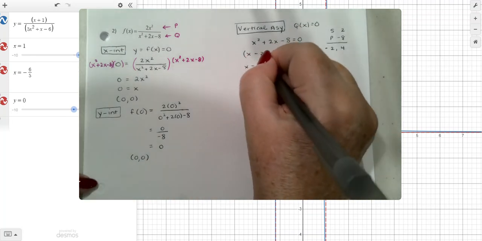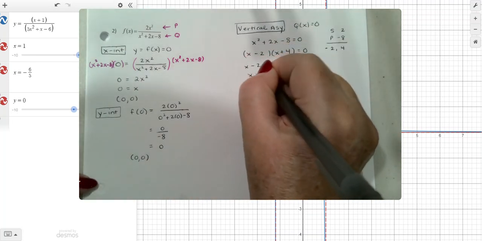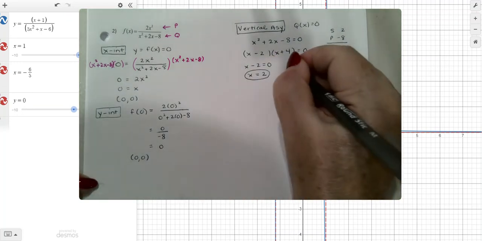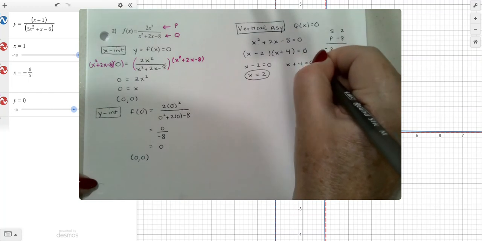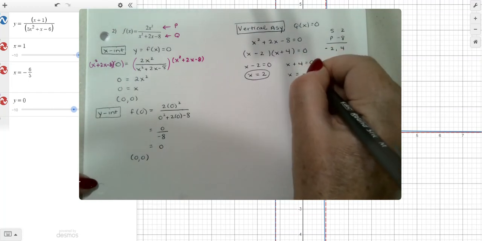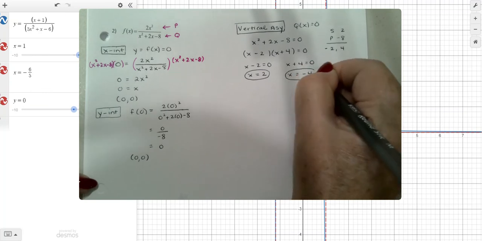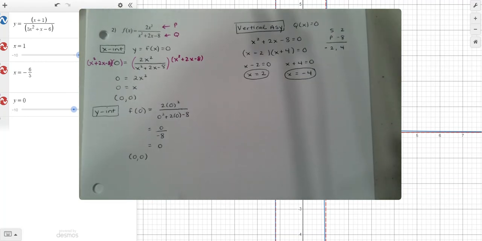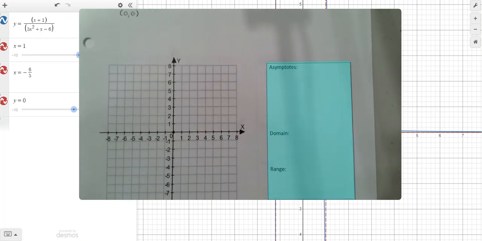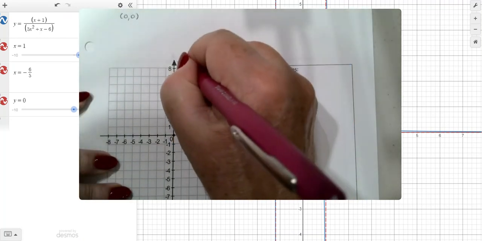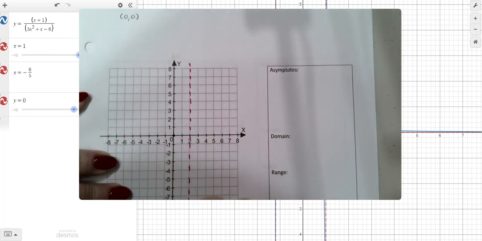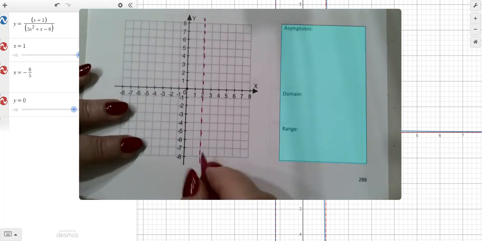If x minus 2 is 0, I get my first vertical asymptote, x equals 2. And if x plus 4 is 0, my other vertical asymptote will be x equals negative 4. So I'm going to go ahead and put those on my graph as well. X equals 2. And x equals negative 4.